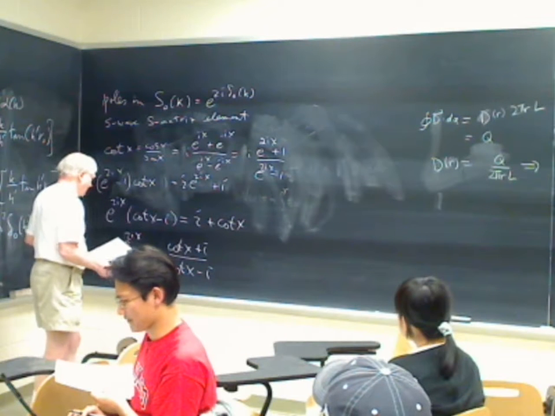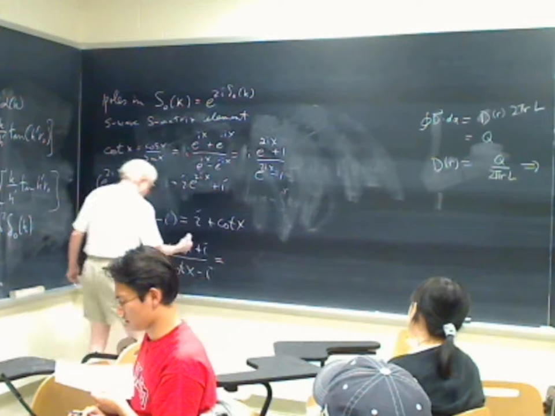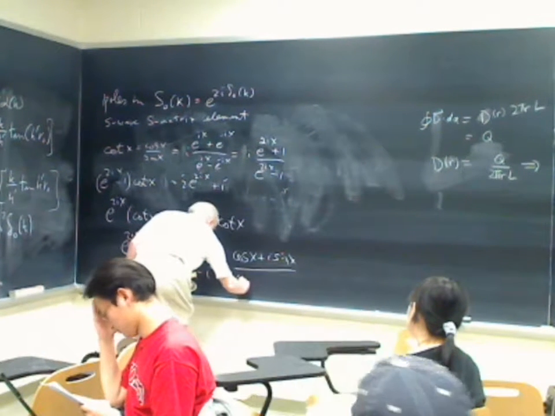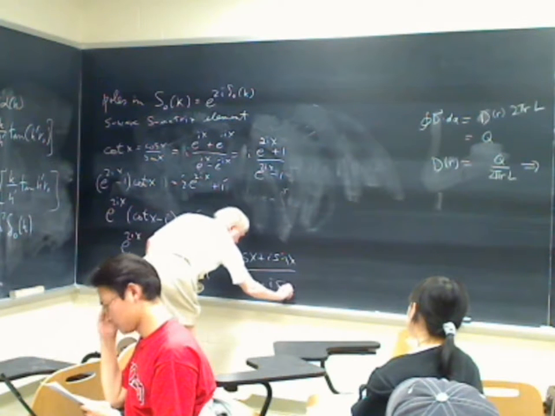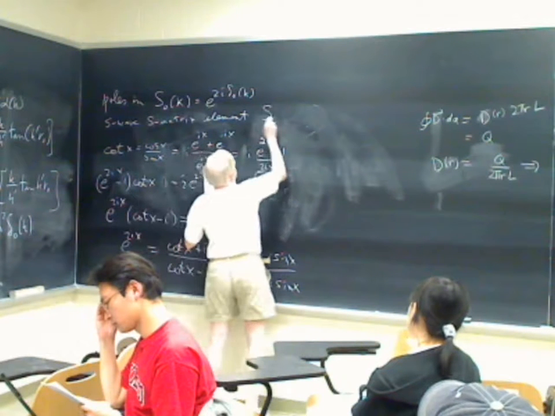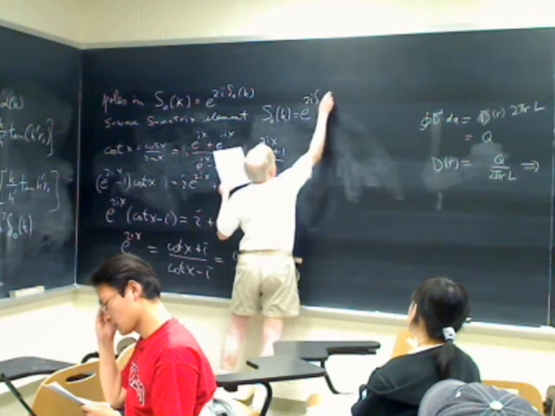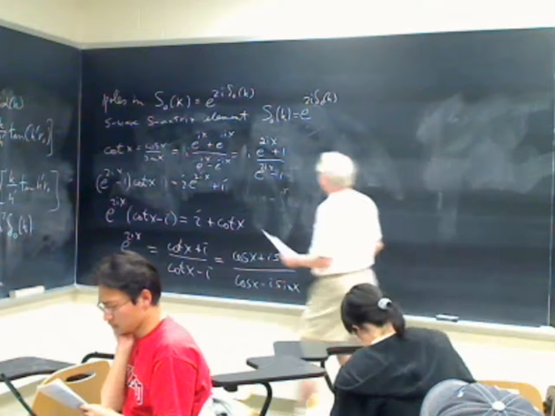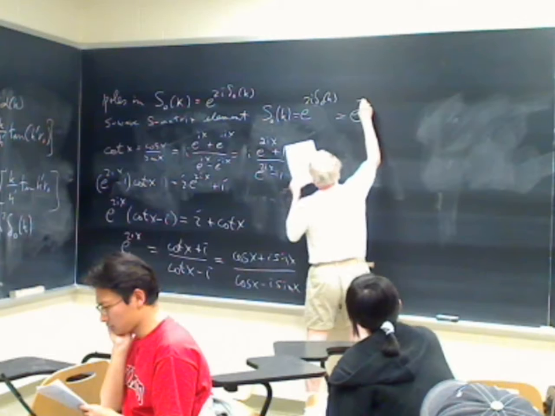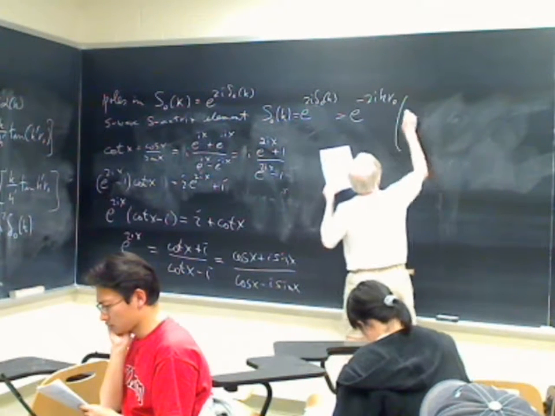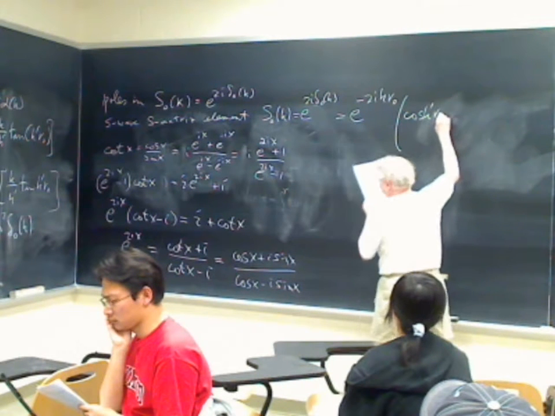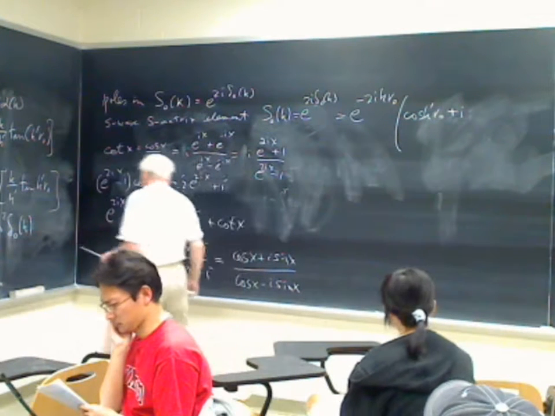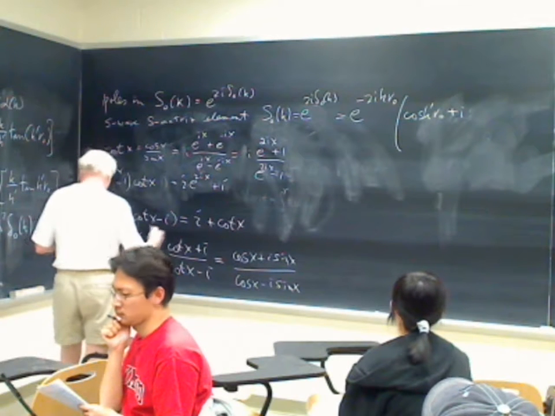Okay, so we can change this just a little bit. We can multiply top and bottom by sine x, and then we get cosine x plus i sine x over cosine x minus i sine x. And then all together we have S0 of k, which is e to the 2i delta 0 of k, is equal to e to the minus 2ikr0 times cosine kr0 plus i sine kr0 over... What I'm doing now is, I skipped a step here.